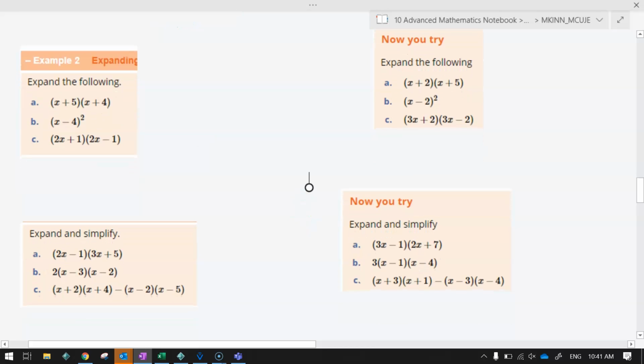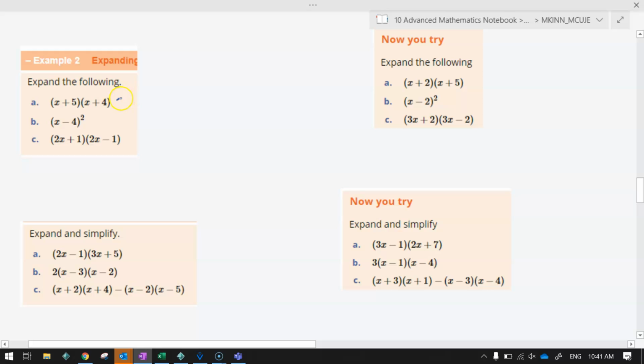She'll be happy. All right, expanding 2 brackets. What do we do? Make sure everything in the first bracket is distributed to everything in the second bracket. I'm happy for you to use the little arrows. You can draw a smiley face, a crab claw. You can use x times x plus 4 plus 5 times x plus 4. I don't really mind how you set it out.